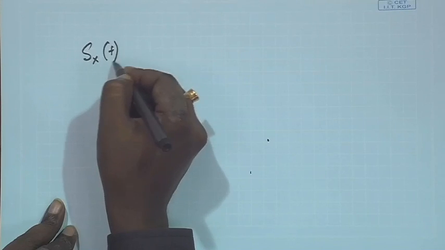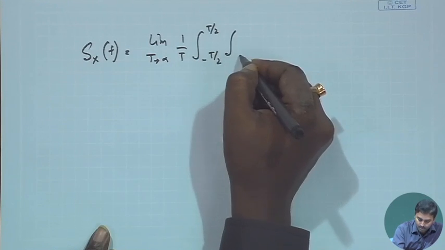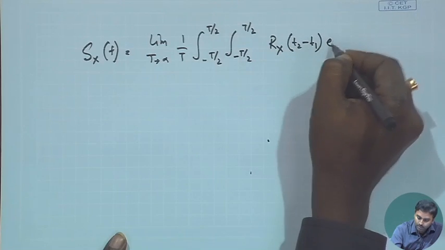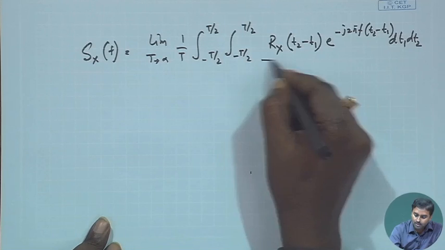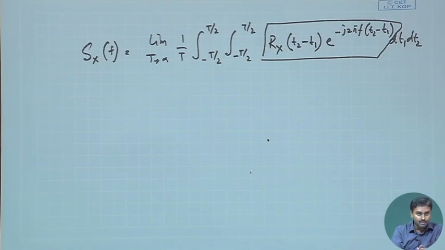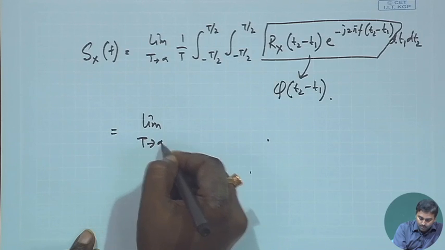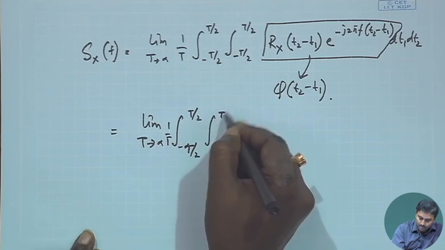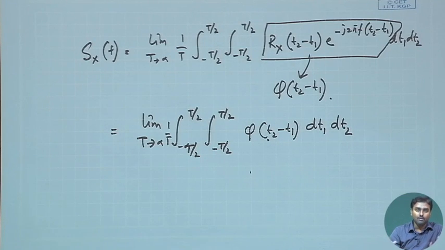Therefore, Sx(f) I can write as limit T tends to infinity 1 by T, integral from minus T by 2 to plus T by 2, another integration from minus T by 2 to plus T by 2, of Rx(t2 minus t1) e to the power minus j 2 pi f (t2 minus t1) dt1 dt2, right. As long as they are wide sense stationary, this whole thing now becomes a function of t2 minus t1. So, I can define that as phi(t2 minus t1). Therefore, the whole process becomes limit T tends to infinity 1 by T, integral minus T by 2 to plus T by 2, again minus T by 2 to plus T by 2, phi(t2 minus t1) dt1 dt2, right. This is what we have got so far.